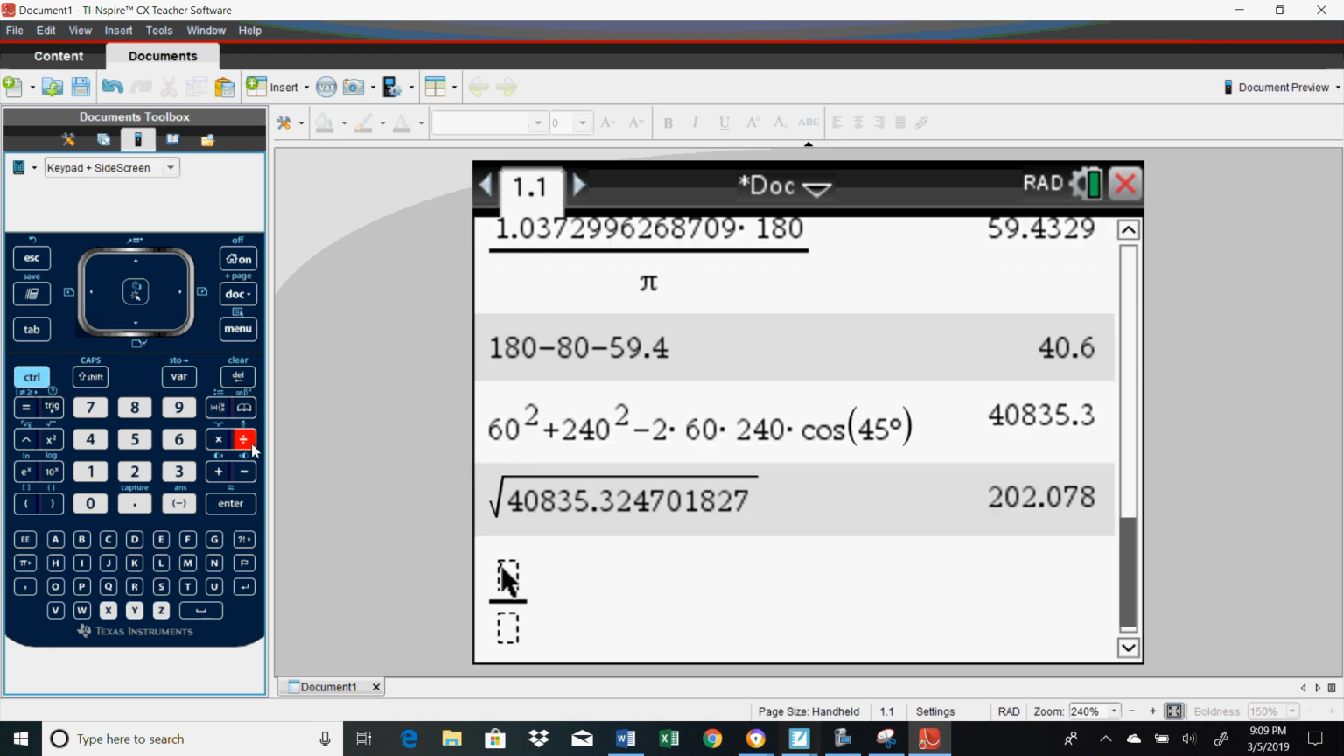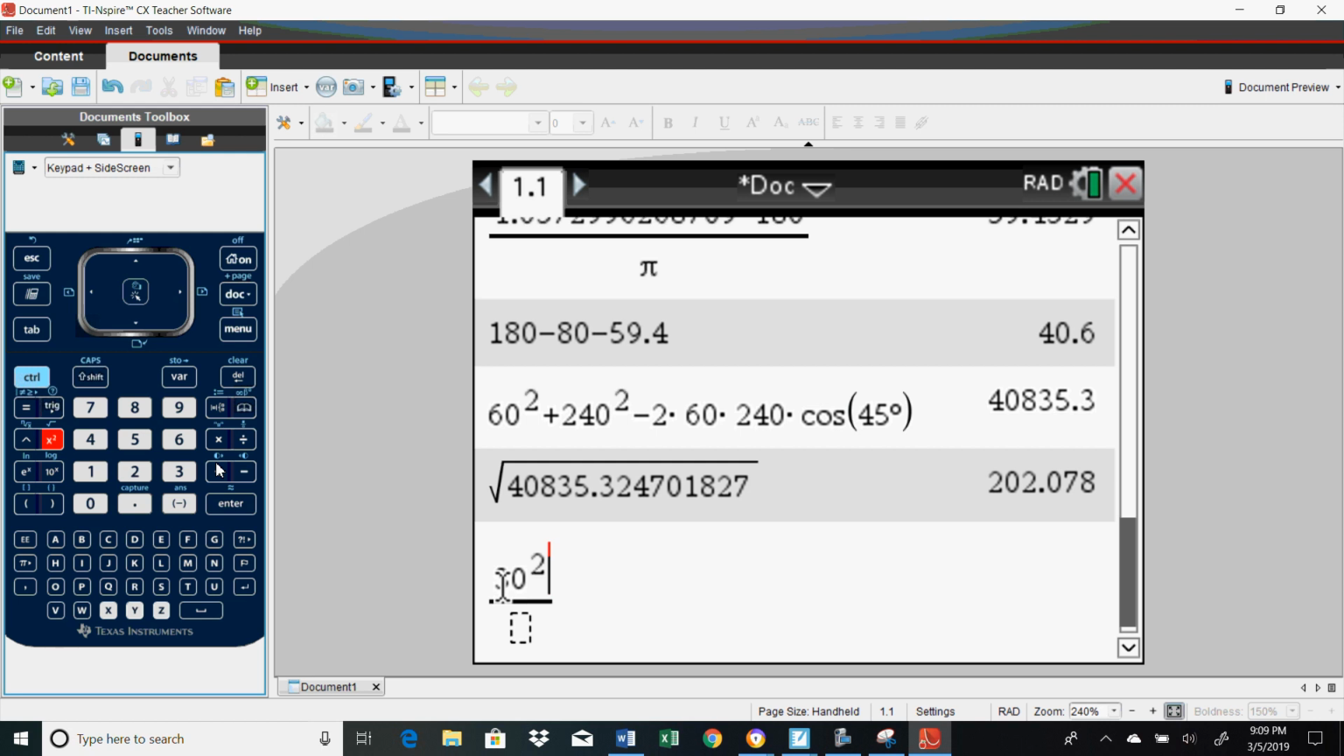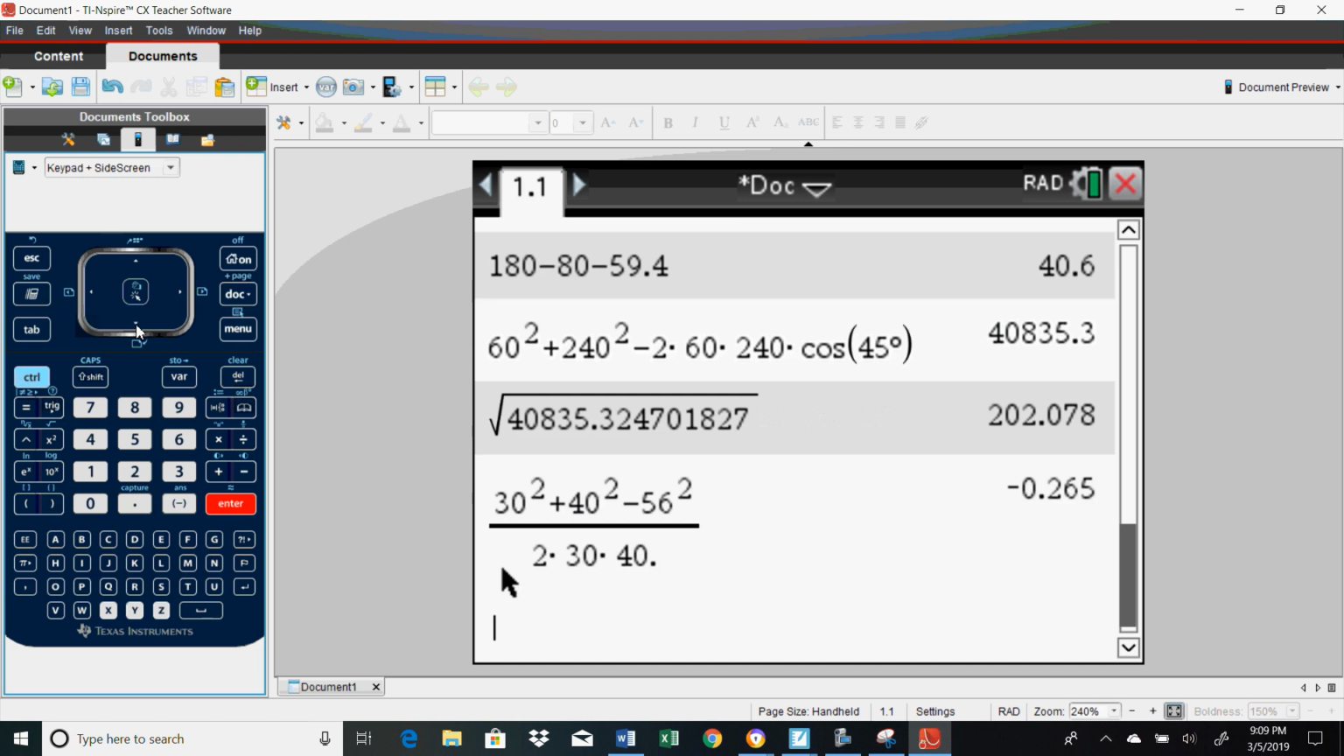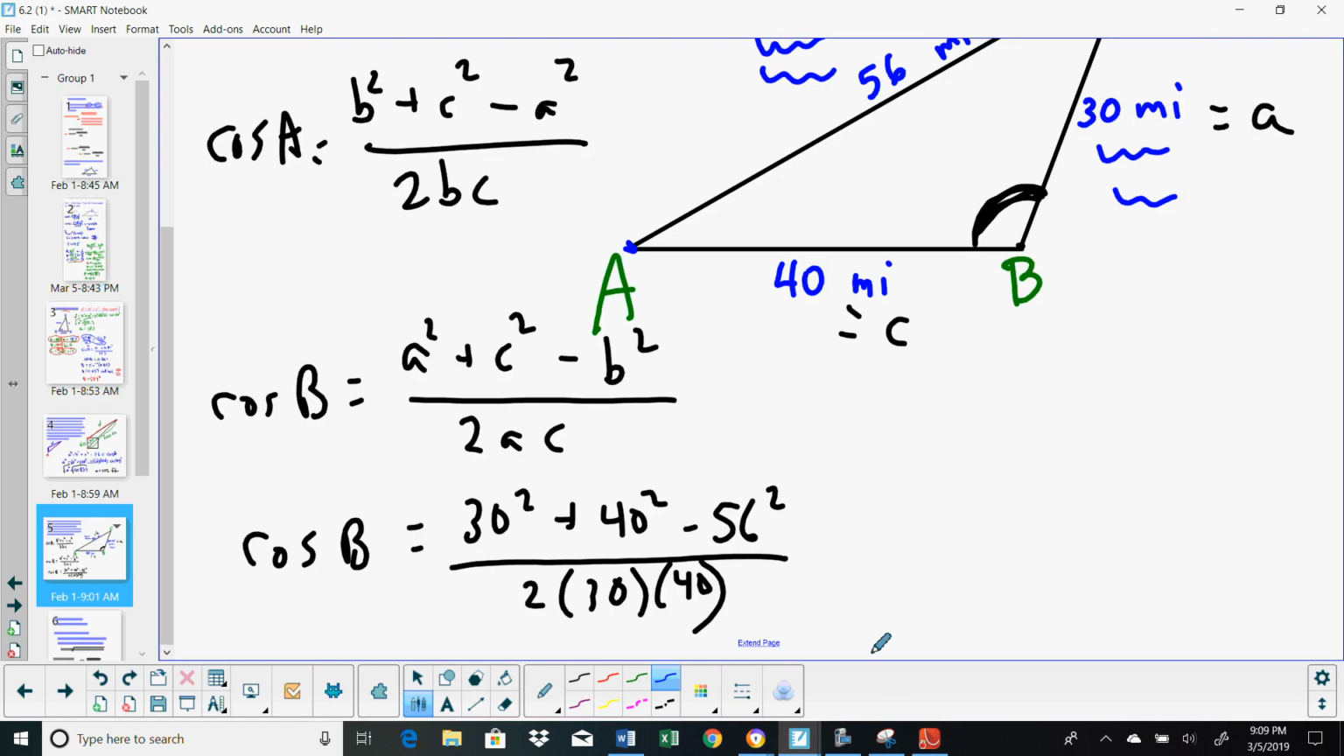And control divided by, I want 30 squared plus 40 squared minus 56 squared. And then I want this over 2 times 30 times 40. I do want a decimal, so I'm going to pop in a decimal point so that the answer will be a decimal. I get negative 0.265. So let me write that down.